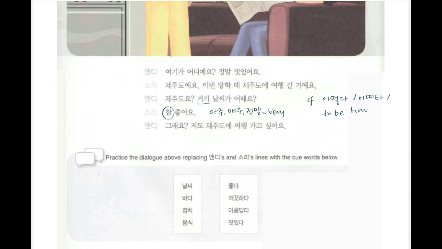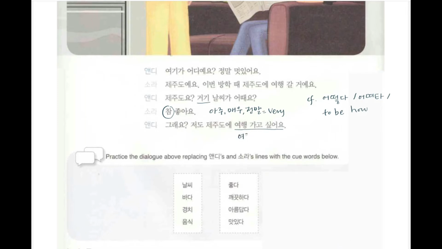자, Andy says, 그래요? Is that so? 저도 제주도에 여행 가고 싶어요. To understand this sentence, you have to know this grammar point, isn't it? How would you analyze it? 여행 가다 plus 고 싶다 and then sentence ending. 고 싶다 뭡니까? You want to, isn't it? So, 저도 제주도에 여행 가고 싶어요. How would you interpret it? I also want to go traveling to Jeju Island.